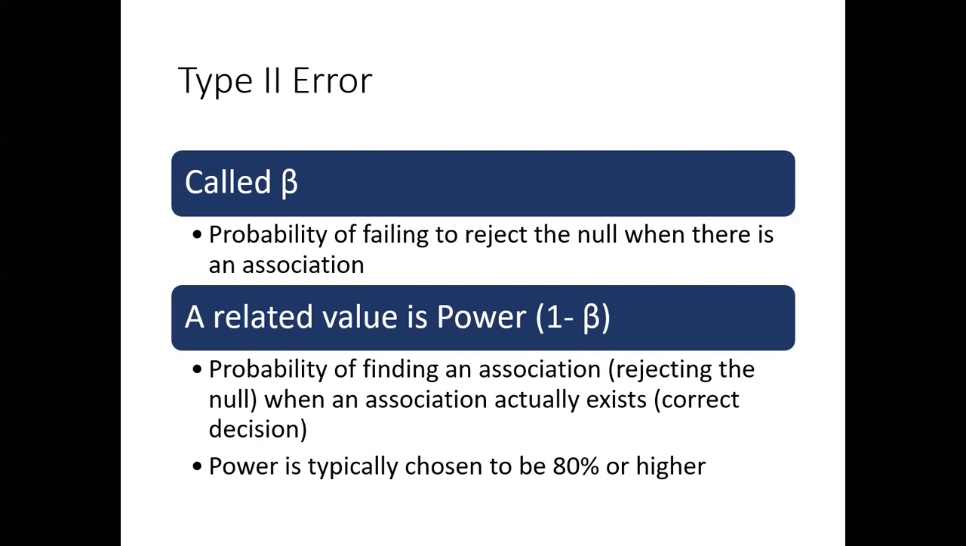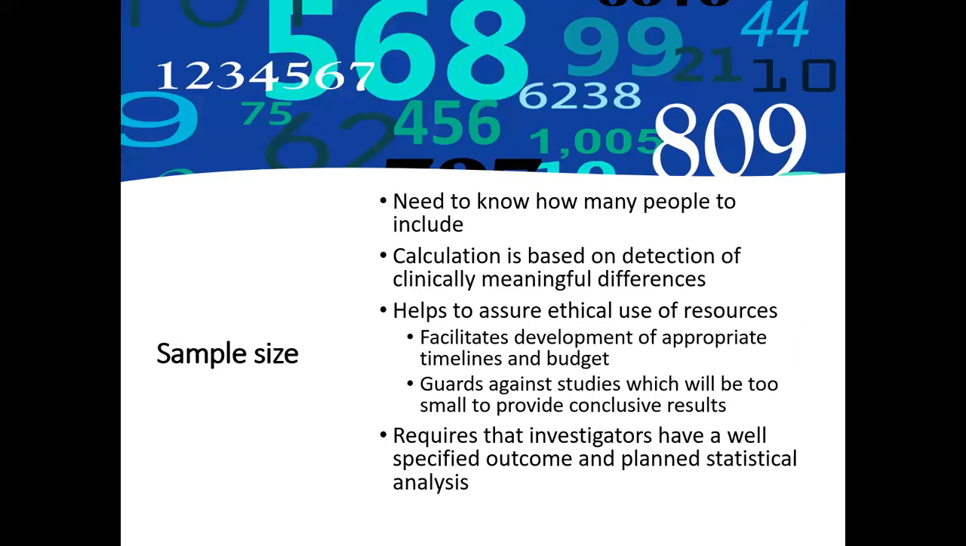Now we use this information in our statistical testing to figure out how many people we need to get into our study. So we need to know how many people to include. We want to say what difference is meaningful. So if we see a difference in type 1 diabetes rate of about 5%, would that matter clinically? And that's what we want to base our numbers on. And it helps make sure that we use our resources ethically. So it helps us develop our timeline and budget, and it prevents us from doing a study that's too small that won't provide us anything conclusive.